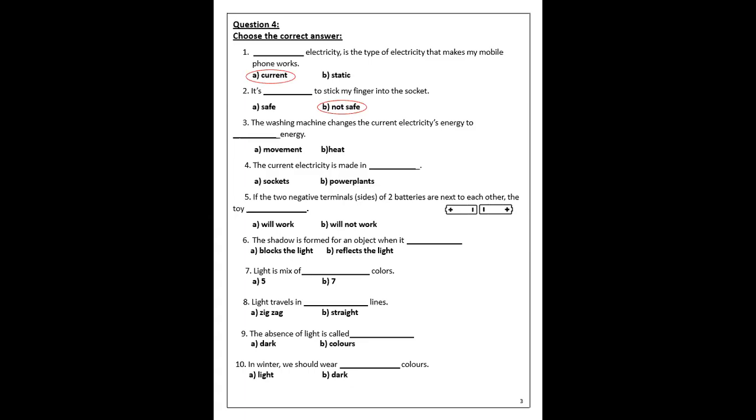The current electricity can change also into light. Like the TV, when you put the plug of the TV in the socket, what happens? The current electricity changes into light. Also, the current electricity can be changed into sound. Like what? Like the TV again, and, for example, the mobile phones.